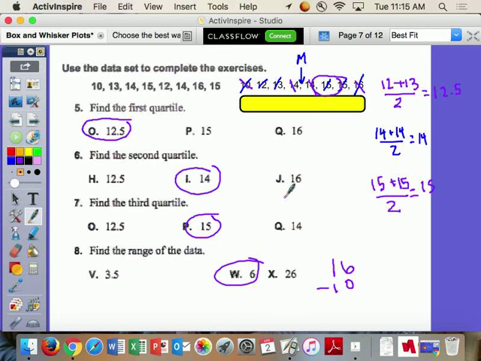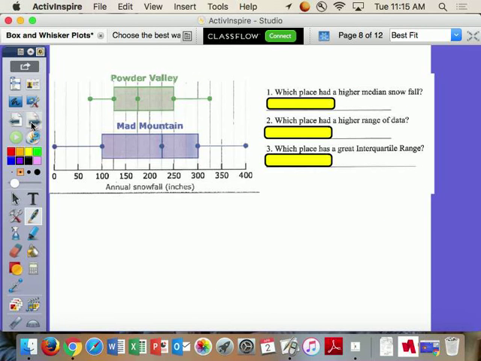This should all be reviewed. You should remember how to do this, or at least it should kind of be ringing a bell. Now, the bigger part here is comparing. Remember, each piece represents 25% of the data. Every time in between a dot you see, it's 25% of the data. This is your first, second, third, fourth. It's broken up into 4 pieces. So the median is the very middle. If you're looking at the very middle of Powder Valley and the very middle of Mad Mountain, which one's bigger or higher?